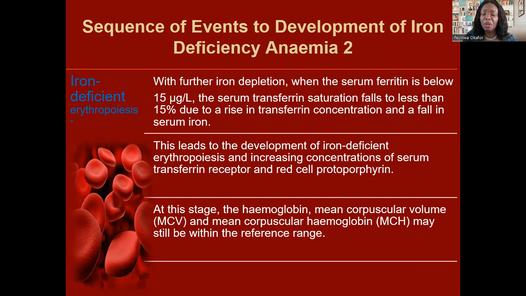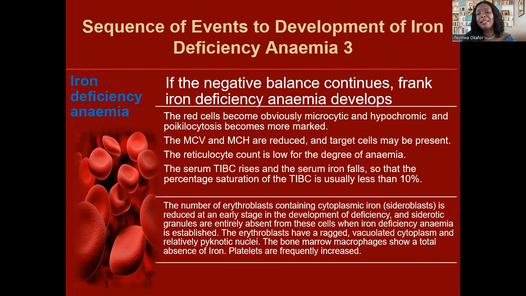Now, the third and the last stage in development of iron deficiency anemia is the development of frank iron deficiency anemia proper. At this stage, every characteristic of iron deficiency anemia is seen. If the negative iron balance continues, frank iron deficiency anemia develops. The red cells become obviously microcytic and hypochromic. And poikilocytosis becomes more marked. You see a lot of poikilocytes, a lot of microcytes and then hypochromic red cells.